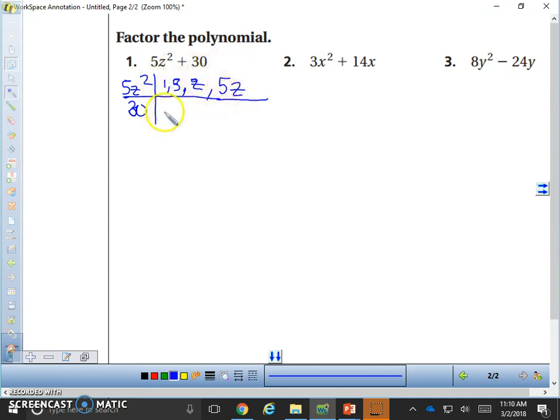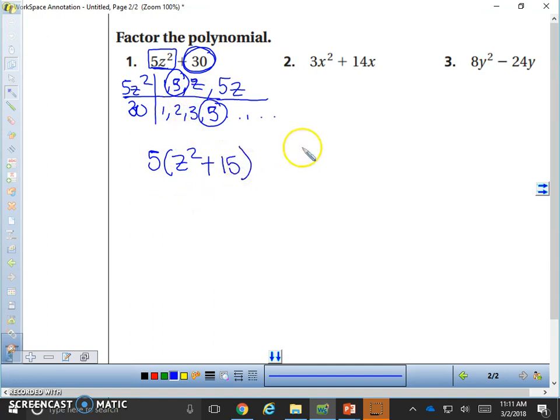Now let's look at 30. Factors of 30 are 1, 2, 3, 5, and I don't care about the others because 5z squared has nothing. My greatest common factor is 5, so I'm going to take out 5, using the distributive property. Taking out 5 from 5z squared leaves us z squared, plus 30 divided by 5 is 6. You factored it.